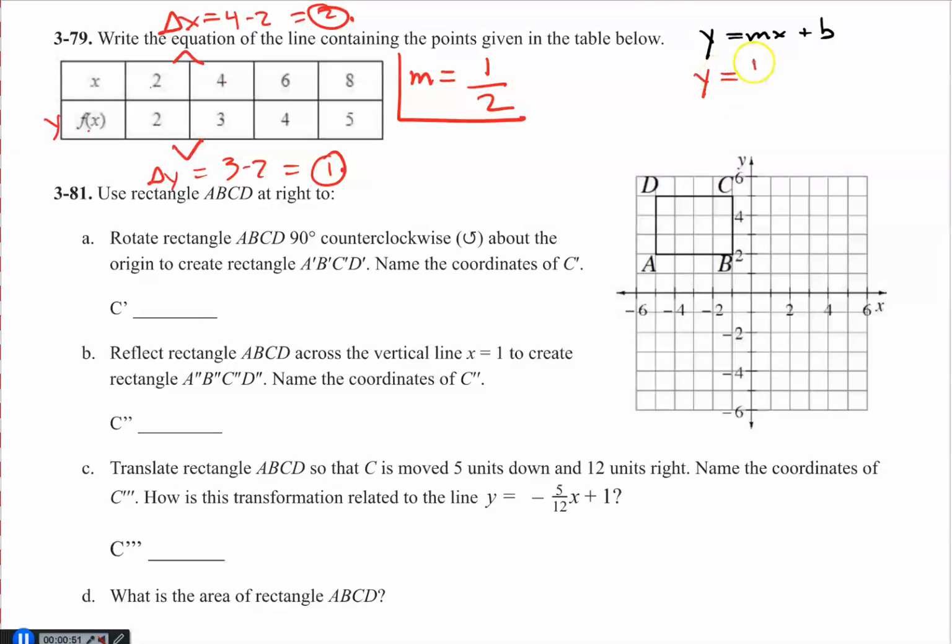So we've got y equals 1/2 x plus, and I'll let you find the starting value. An easy way to do it would be find when x is 0, and what would y be?